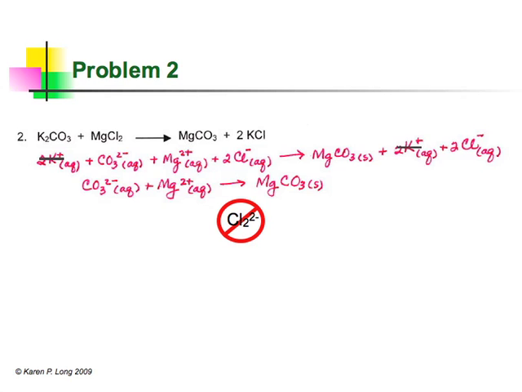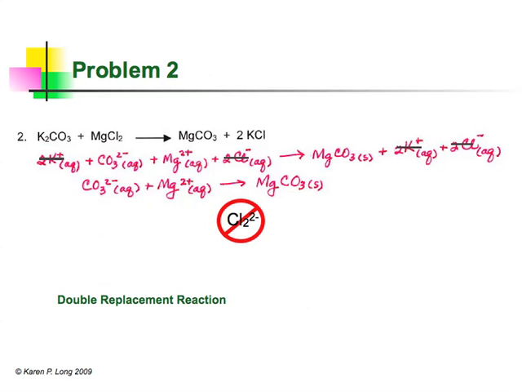We do the same thing as we did in the last one. We're going to cancel the potassiums, cancel the chlorides. We should end up with a balanced net ionic equation, and we do. This one is a double replacement reaction.